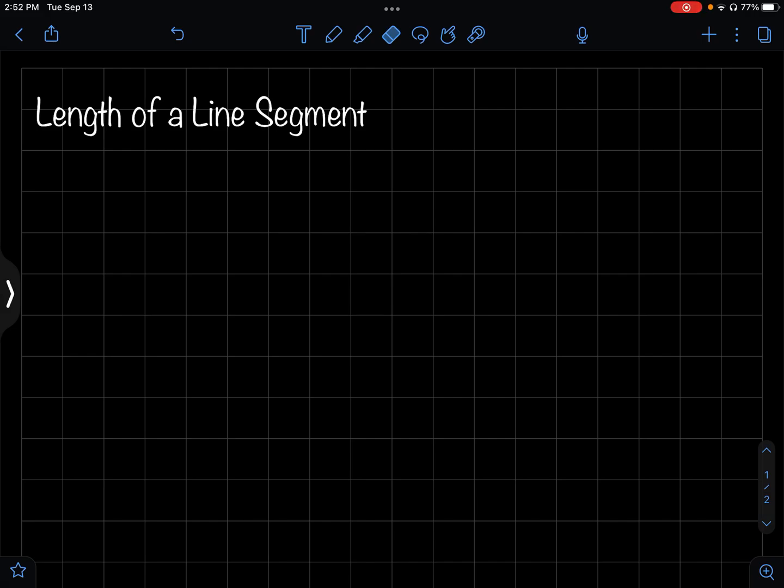In this video, we're going to talk about how to find the length of a line segment in the coordinate plane. So essentially what we're going to do in this video is highlight three different methods that we can use. The first method that we're going to discuss, I'm going to call the counting method. So the counting method is going to look something like this.